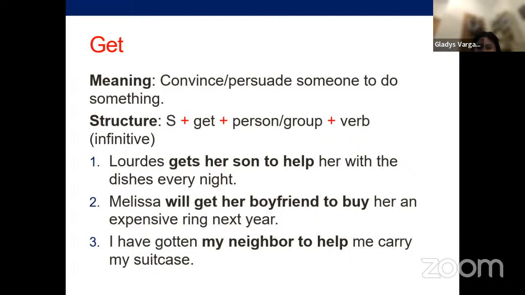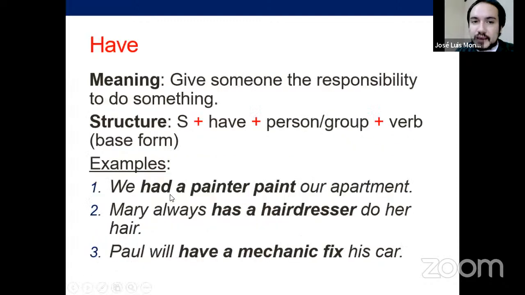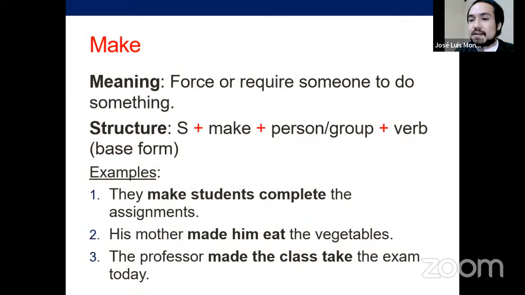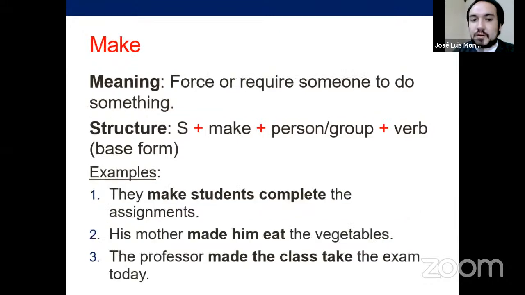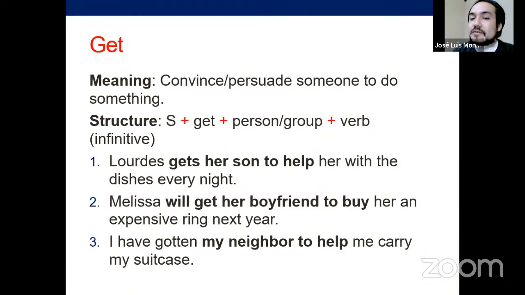Great. Thank you very much, Gladys. So if you pay attention, the difference between make, have and get is the form of the verb. In make and have, you use the base verb, right? We had the painter paint, or they make the students complete. But with get, you have to use the infinitive: to help, to buy, to go, to drink, and so on and so forth. You see the examples here, Gladys.